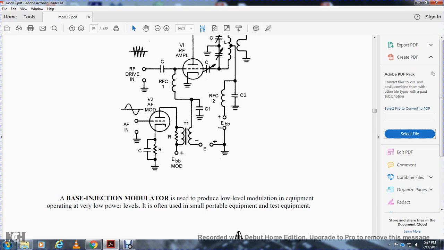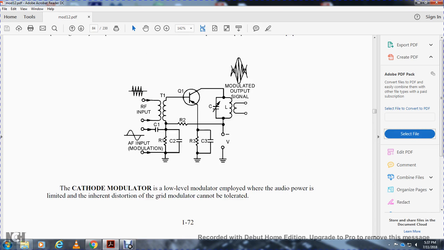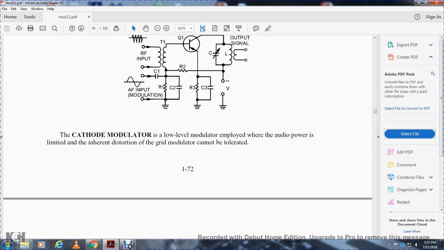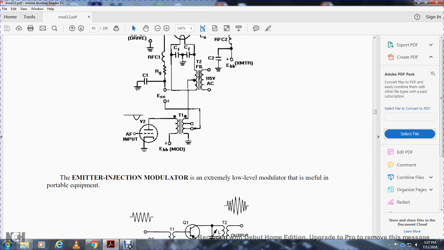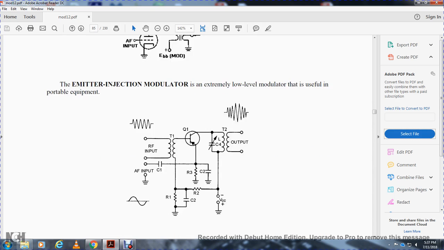The basic injection modulator is used to produce low level modulation in equipment operating at a very low power level, and is often used with small portable equipment and test equipment. The cathode modulator is a low level modulator employed where audio power is limited and the inherent distortion of the grid modulator cannot be tolerated. The emitter injection modulator is an extremely low level modulator useful in portable equipment.